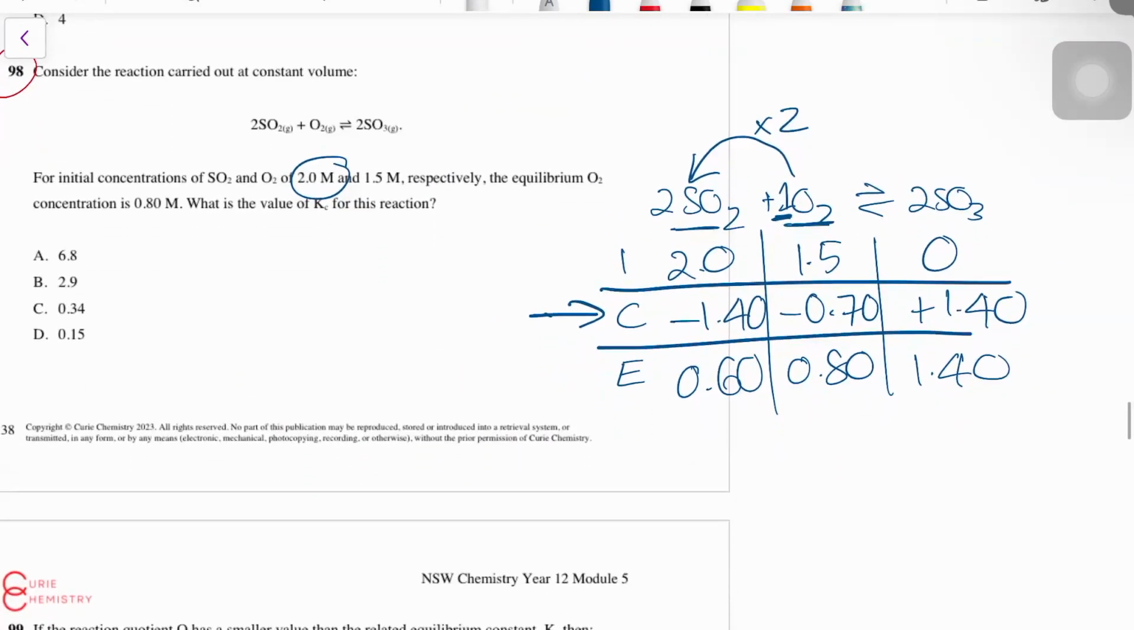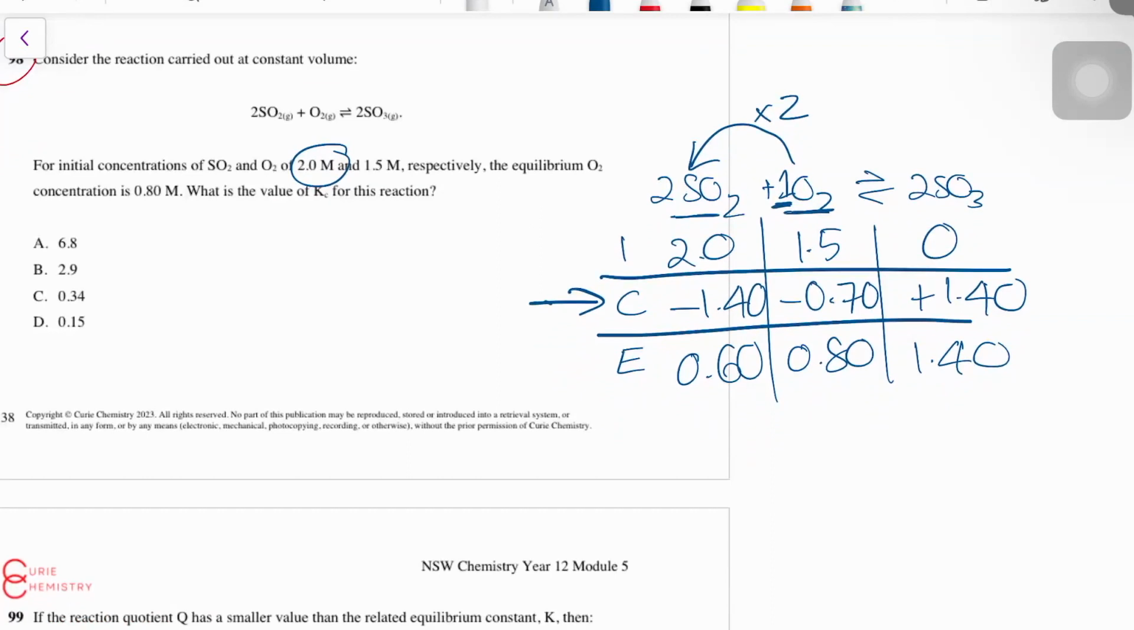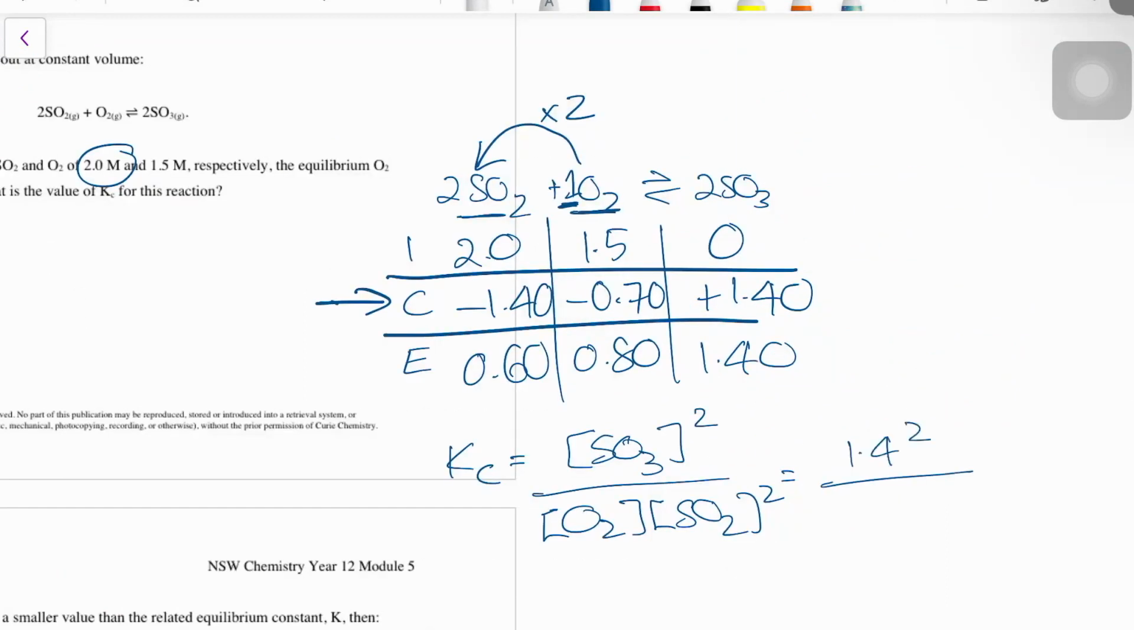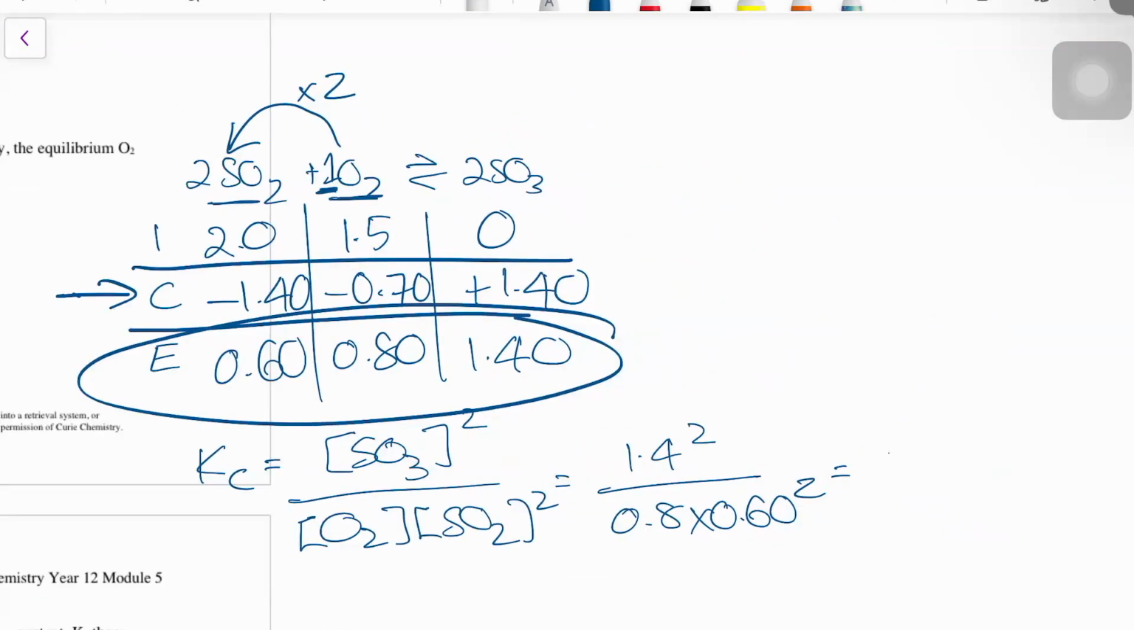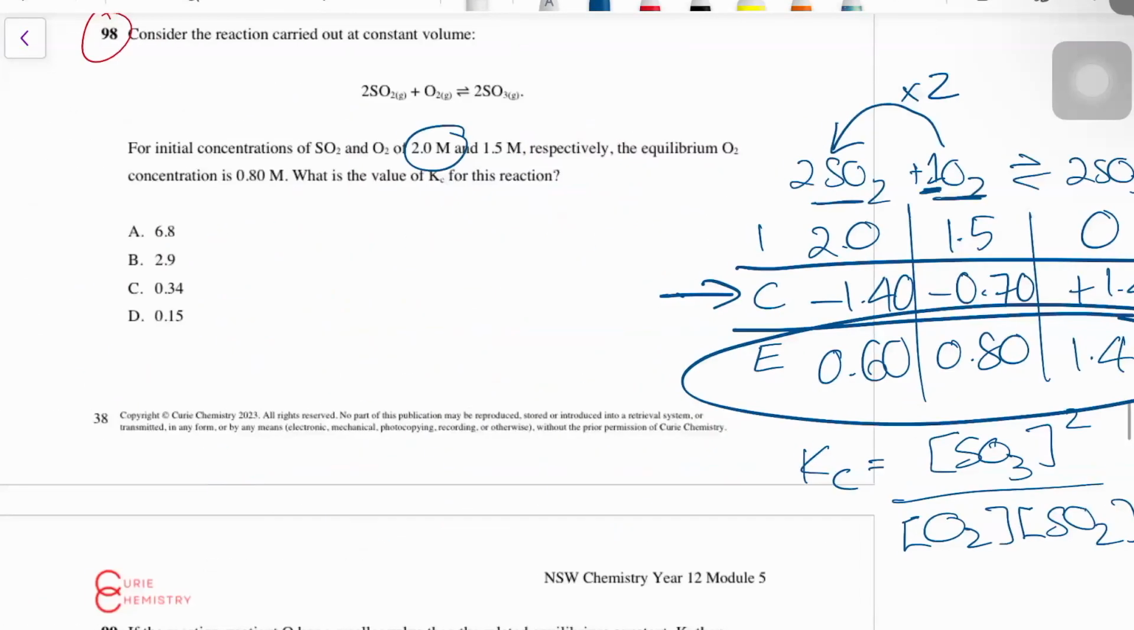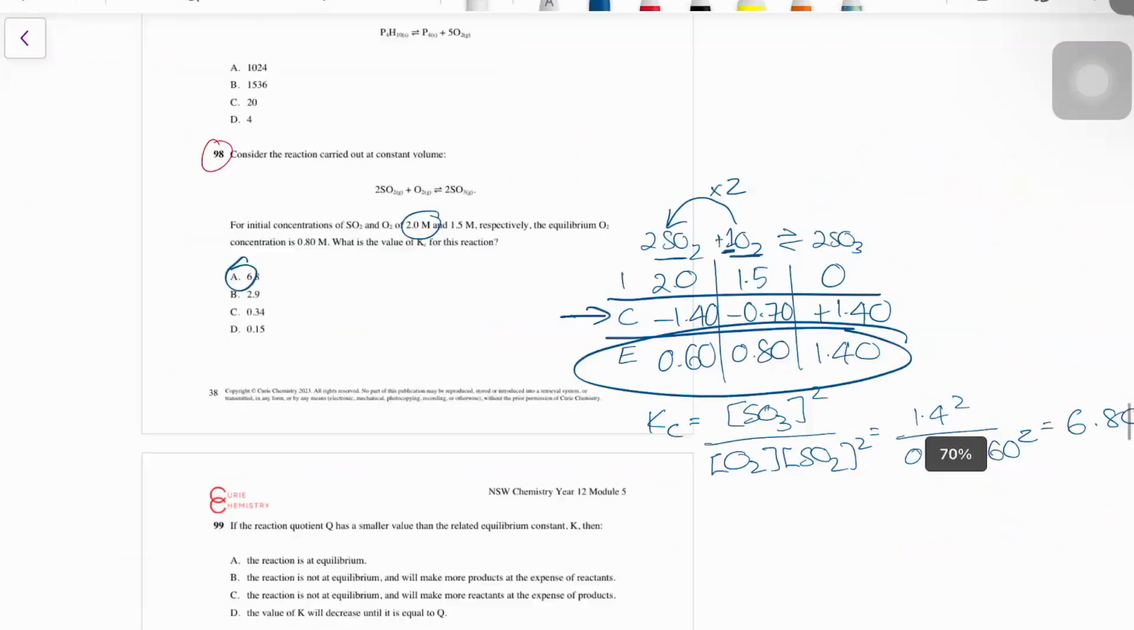The question asked me for what's the value of Kc. How do I go from there? You'll need to set up the equation: SO3 squared over O2 times SO2 squared, so 1.4 squared over 0.8 multiplied by 0.6 squared. That's 6.805 and so forth, and therefore our answer is going to be 6.8.